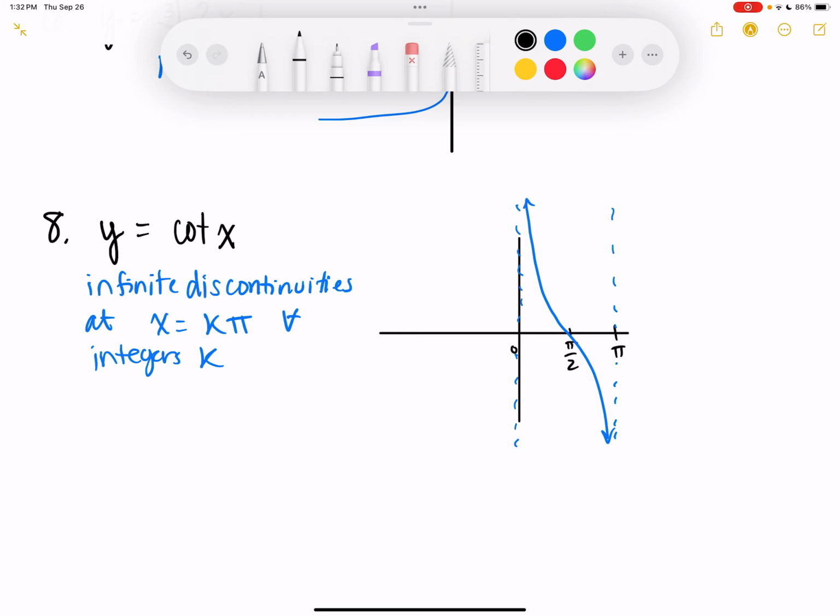Okay, I'm going to do 10 and then I'm going to backtrack to 7 because I want us to see something about 7. Ooh, that's an odd one. It is. It's also very prime. Mm. All right, 10: y equals the ln of x plus 1.